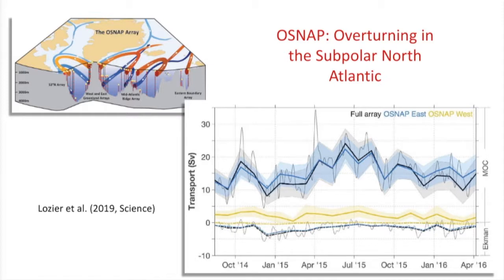So a conclusion from this initial analysis of the OSNAP data sets was that at least this 21-month record is not showing any strong variability associated with the Labrador Sea region, and it's essentially indicating that the eastern part is playing a bigger role in the overturning transport and likely in its variability. So this is an emerging new science question. And of course, the record is too short to say anything more conclusively.